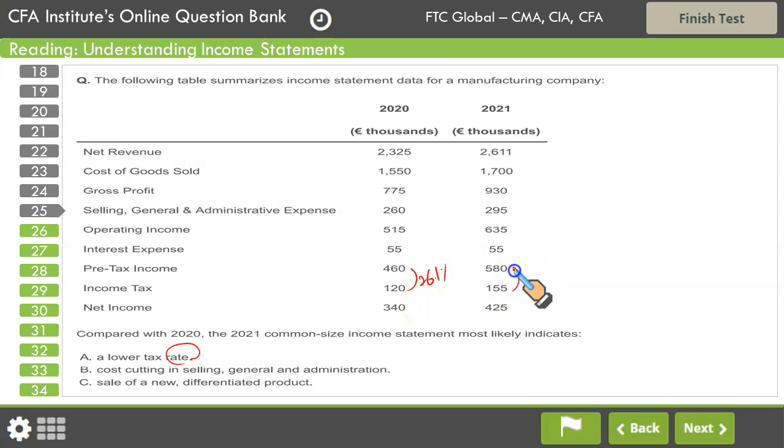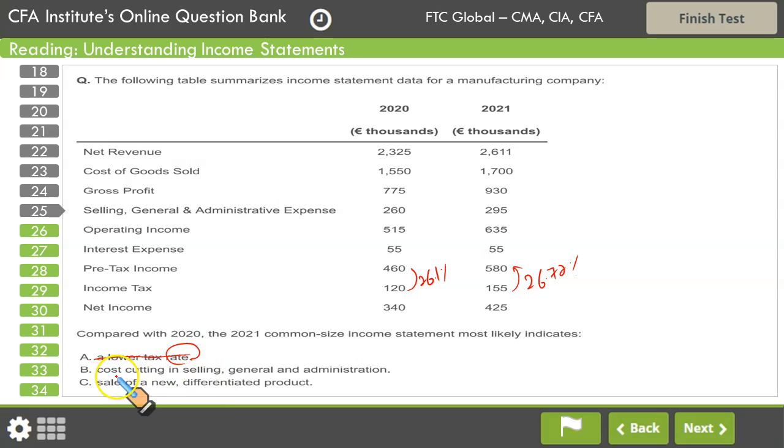What is the average tax rate now? 155 upon 580 times 100 is 26.72. So lower tax rates, wrong. Tax rate has gone up marginally. This is wrong. A is incorrect.